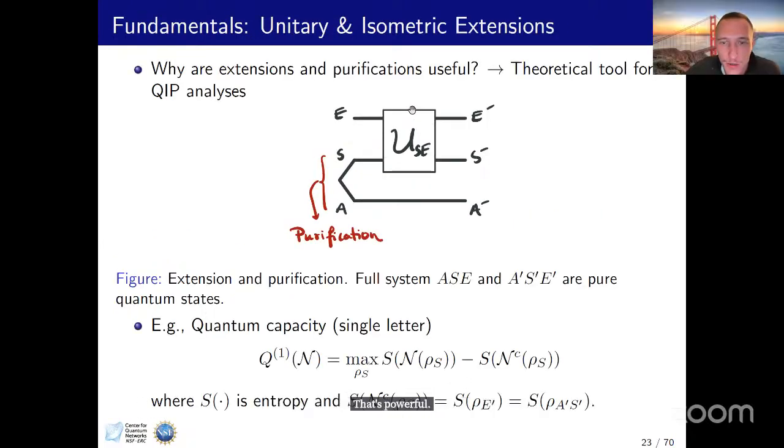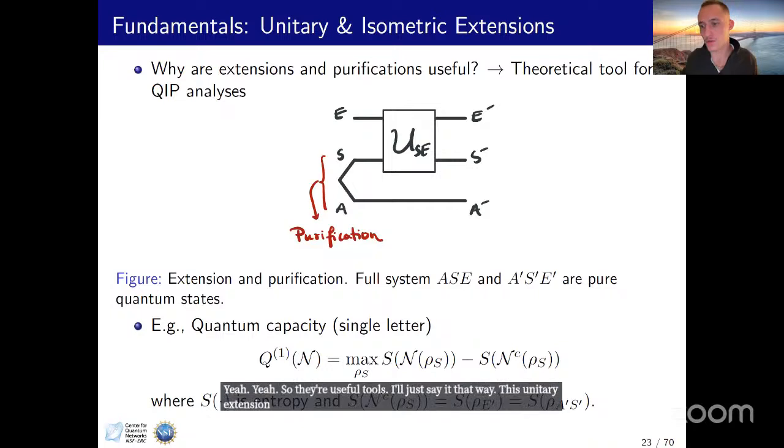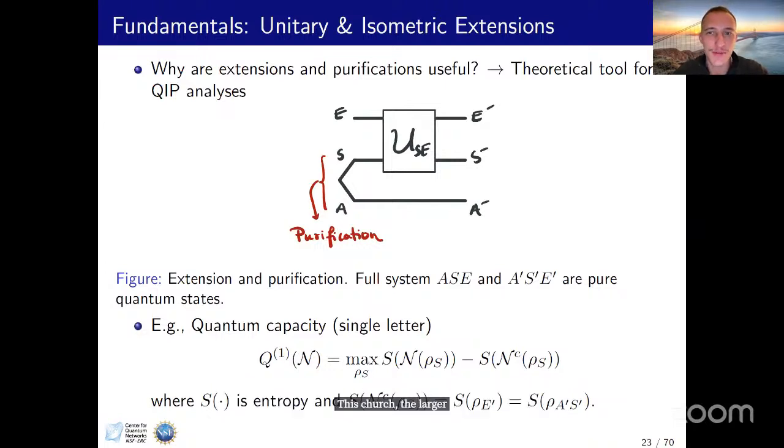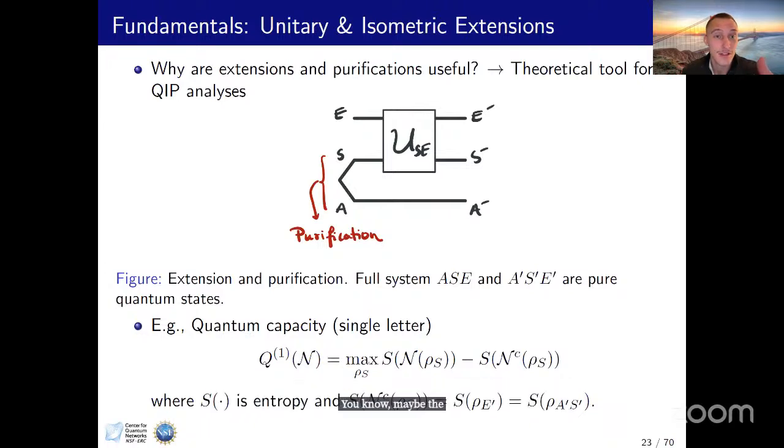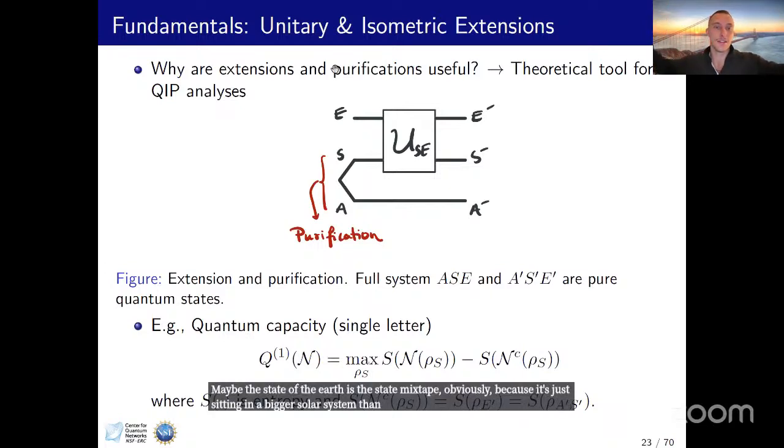Yeah, so they're useful tools. This unitary extension and purification stuff are just useful tools, and I think it's also interesting from a more philosophical viewpoint. This Church of the larger Hilbert space: you can always start from a mixed system and go to a larger system to have everything pure. I think that's interesting from a physical perspective. If you think of small scale, maybe the state of the Earth is a mixed state, obviously, because it's sitting in a bigger solar system, then the state of the solar system, galaxy, universe, and how far do we need to go? I think that's just cool to think about. And again, it's useful.